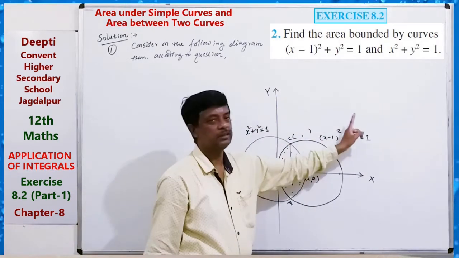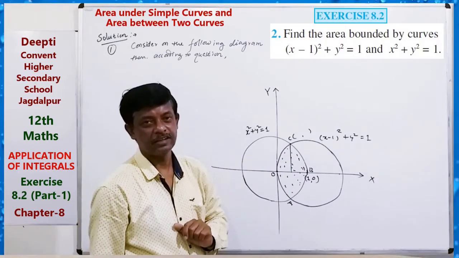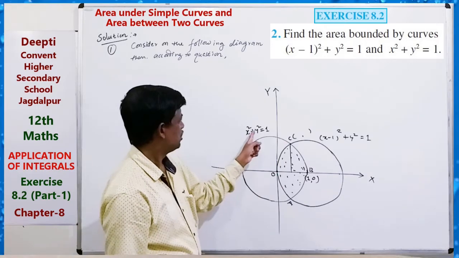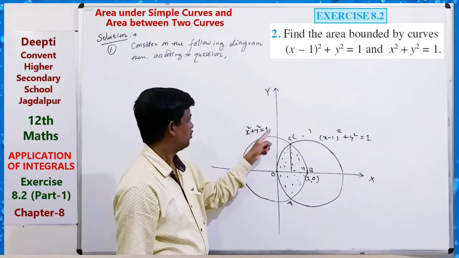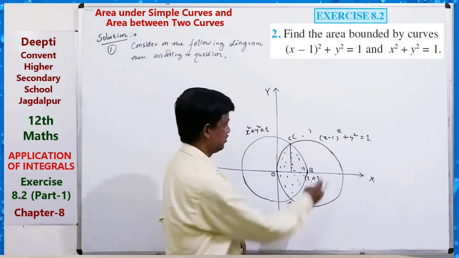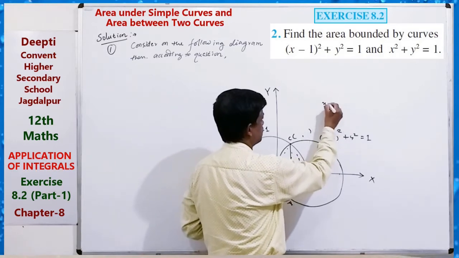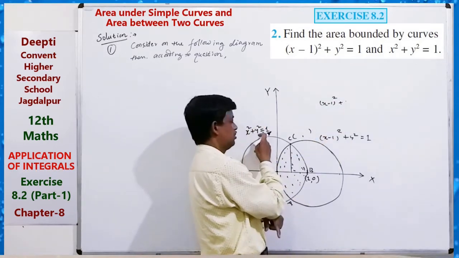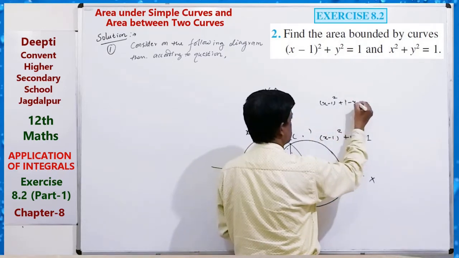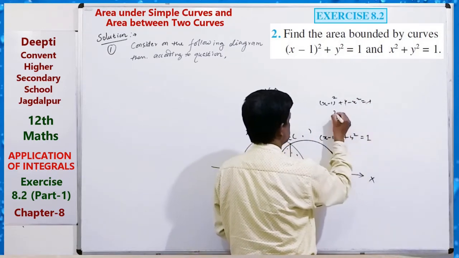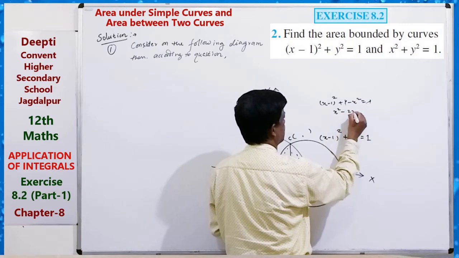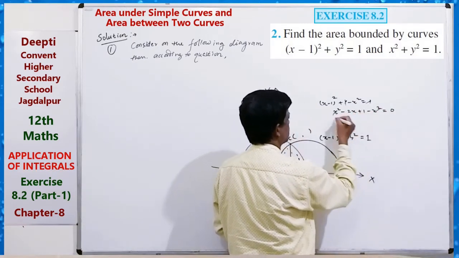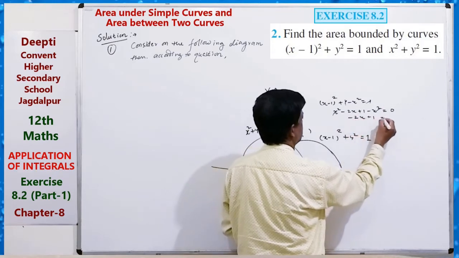By solving these two, we can get the value. Very simple. y square equals 1 minus x square. Substituting into x minus 1 square plus y square, which is 1 minus x square, equals 1. The 1 cancels, so x square minus 2x plus 1 minus x square equals 0. So x square cancels, minus 2x plus 1 equals 0.